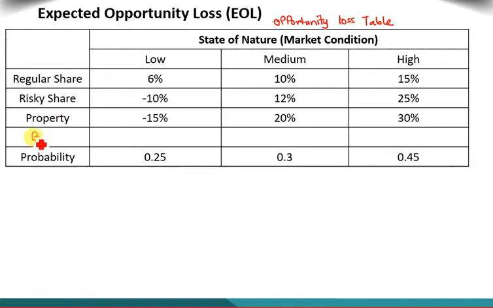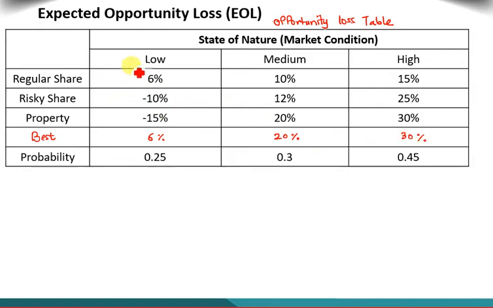To calculate that, we select the best in each state of nature. Like in low market condition, the best of 6, -10 and -15 is 6%. In the medium market condition, the best of 10, 12 and 20 is 20%. And in the high market condition, the best of 15, 25 and 30 is 30%.